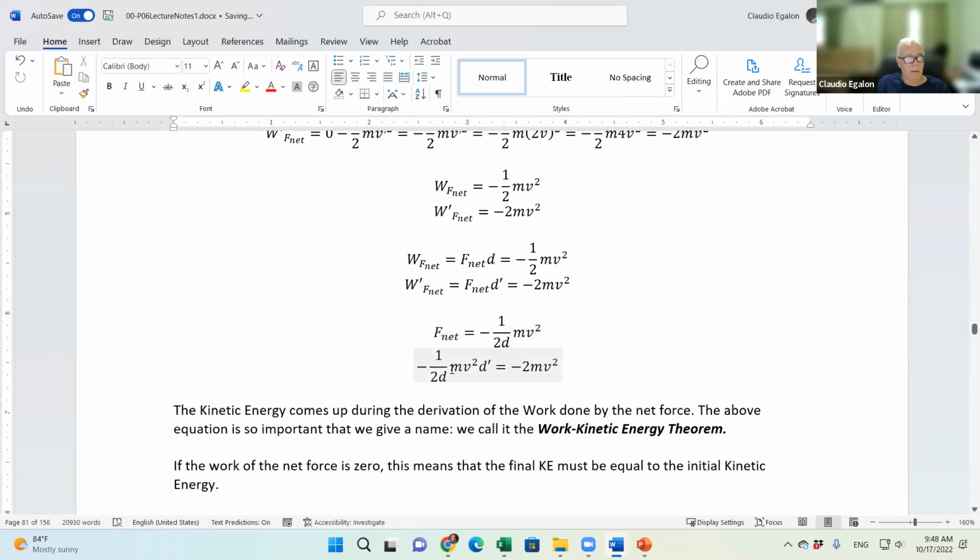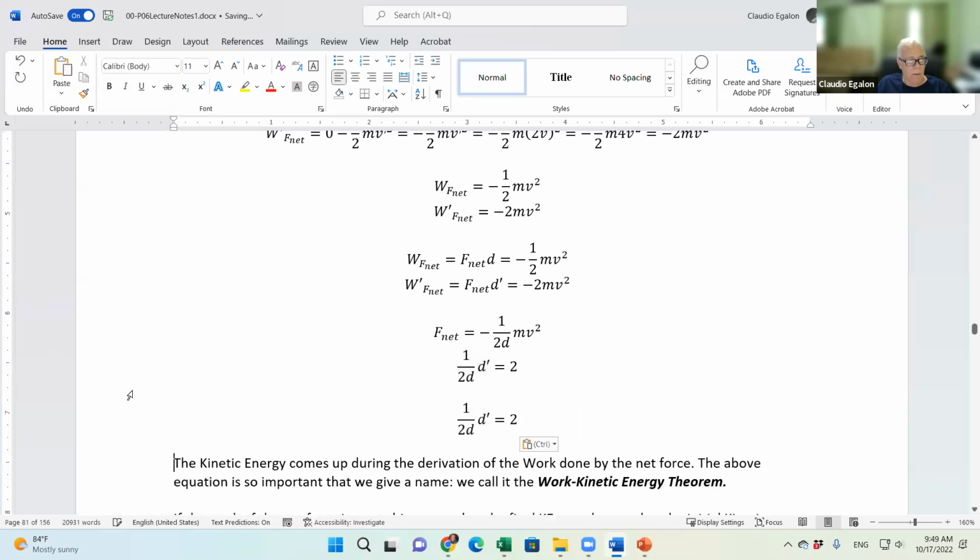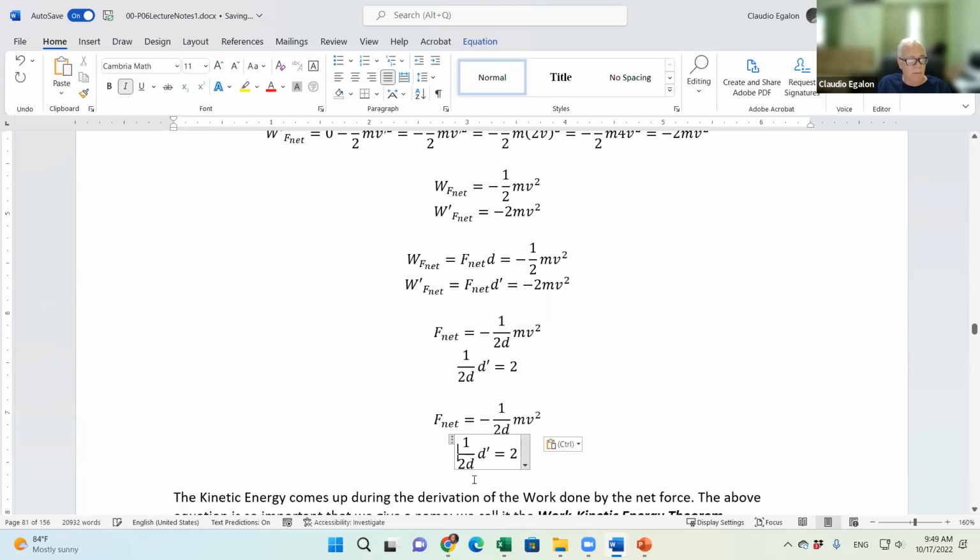And then what happens? M cancels out with M. V squared cancels out with V squared. The negative sign here cancels out with this negative sign here. And we solve for d prime. I can still repeat the previous equation if I want. To get what? 4d.